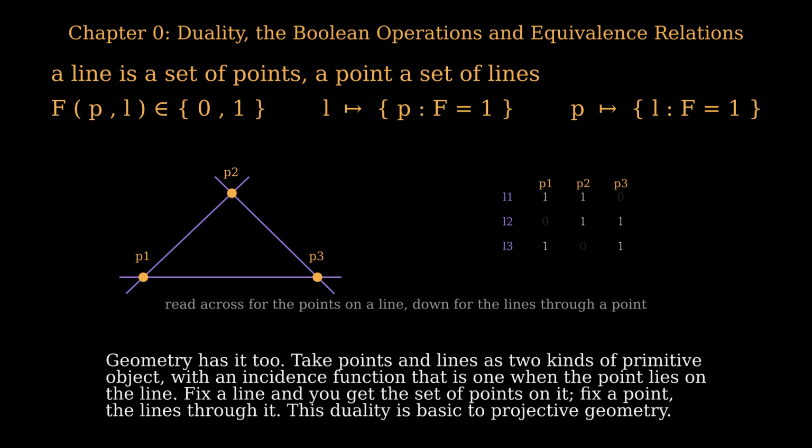Geometry has it too. Take points and lines as two kinds of primitive object, with an incidence function that is 1 when the point lies on the line. Fix a line, and you get the set of points on it. Fix a point, the lines through it. This duality is basic to projective geometry.